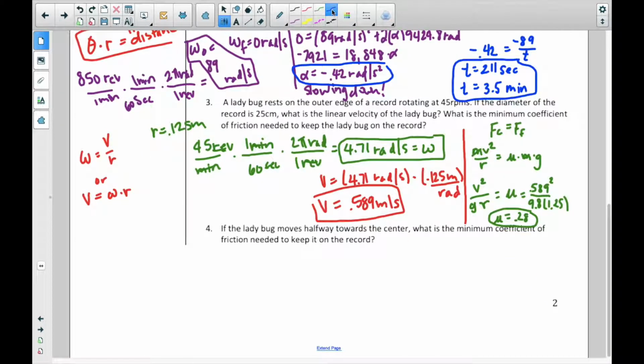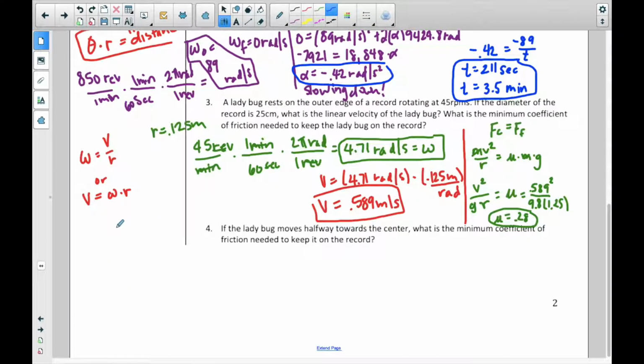Okay, last question, number 4. If the Ladybug moves halfway towards the center, what is the minimum coefficient of friction needed to keep it on the record? Okay, it's still going at 45 RPMs, but now she's in the center. And so she, being the Ladybug, her radius is different. So all these calculations are going to be different.